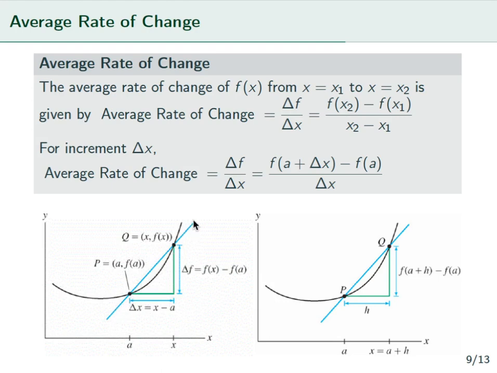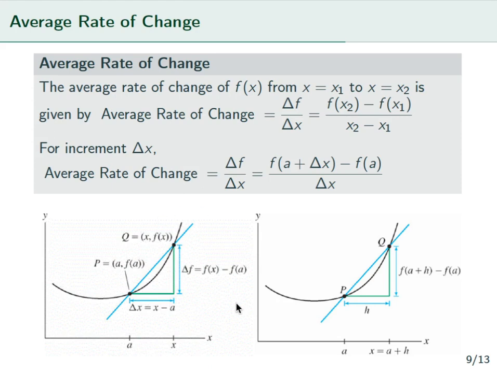And this linear function has a constant rate of change. And this constant rate of change is the average rate of change of this curve graph between the points A and X. So finding slope of the secant line is finding the average rate of change of the function curve graph between A and X.